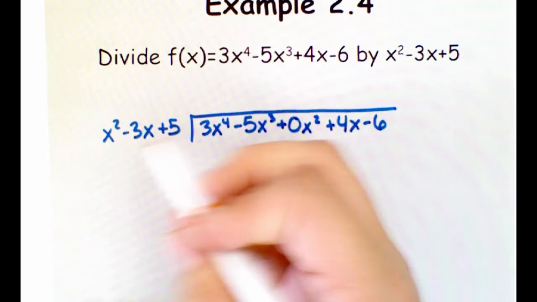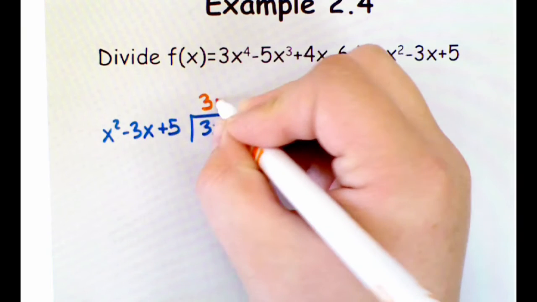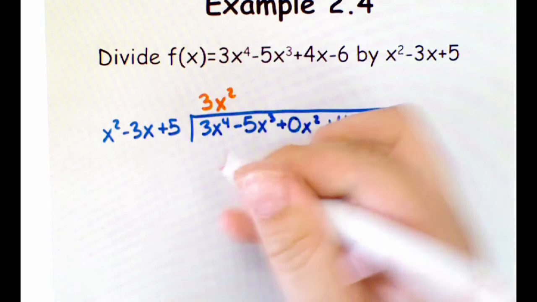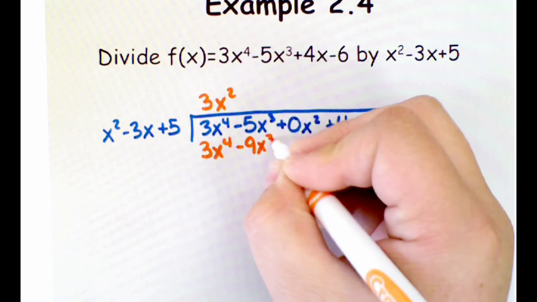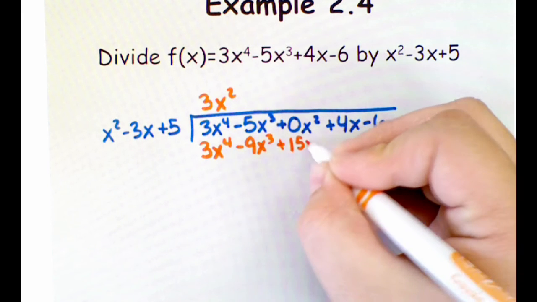So x squared times what makes 3x to the 4th power? 3x squared. Multiply that through, I get 3x to the 4th power minus 9x cubed plus 15x squared.